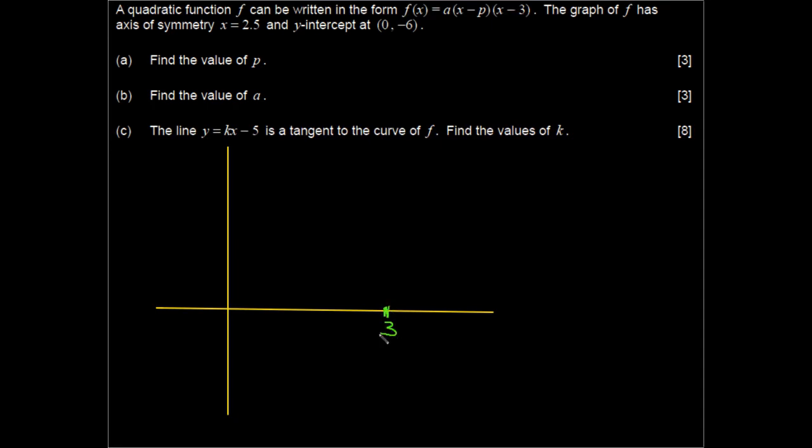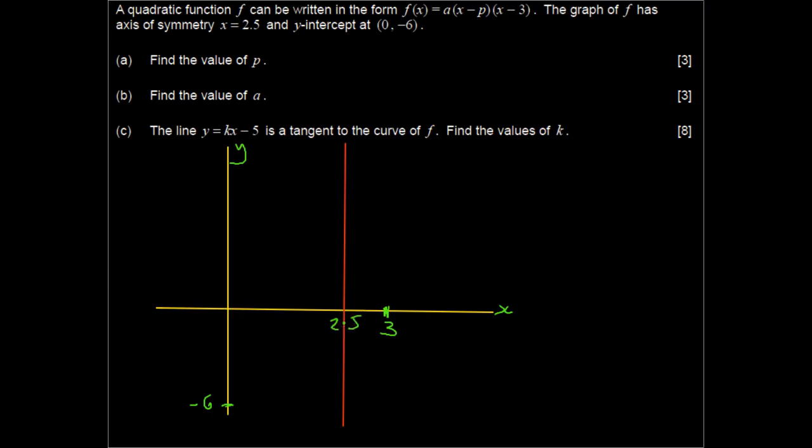that will be 3. It's also told us that the y-intercept is at (0, -6). So there's going to be a point down here, negative 6 on the y-axis. This is the y-axis, this is the x-axis. Alright, and then we know that there's an axis of symmetry at 2.5. So the graph is going to have to be symmetrical around a point like that, which is 2.5.